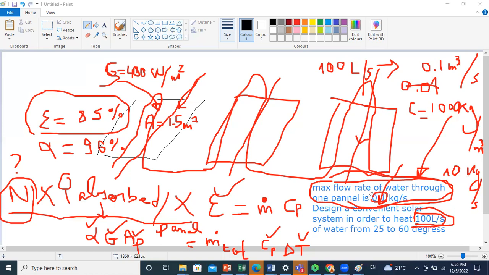You should check for the limit here. For example, if they tell you that the maximum flow rate per panel is smaller than 10, then of course you should divide into several passes. While if the maximum flow rate is above 10 kilogram per second, then the series mode is applicable. So you can have such problems with a small design question.